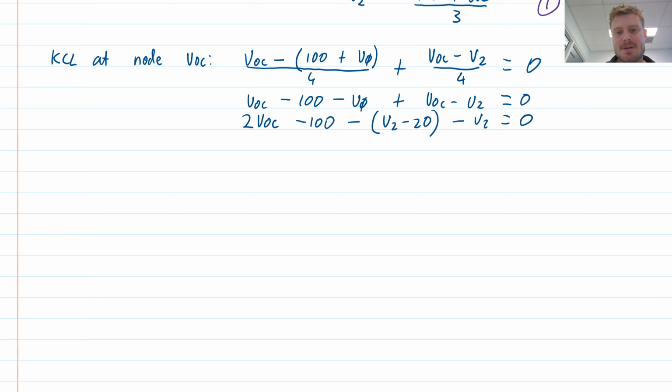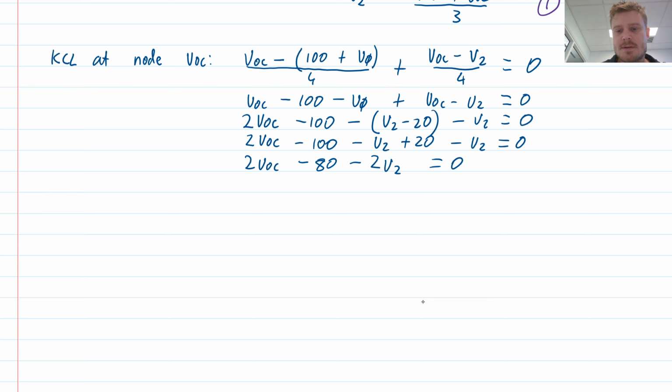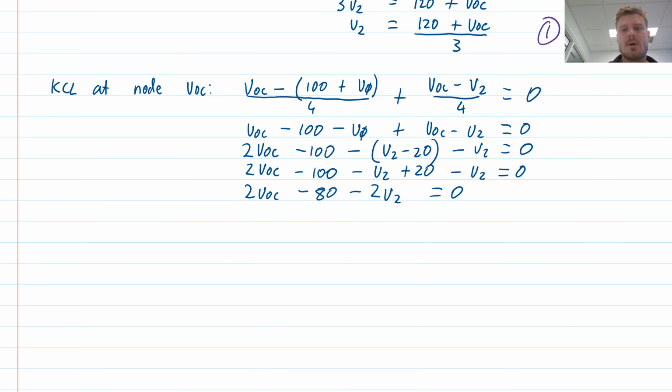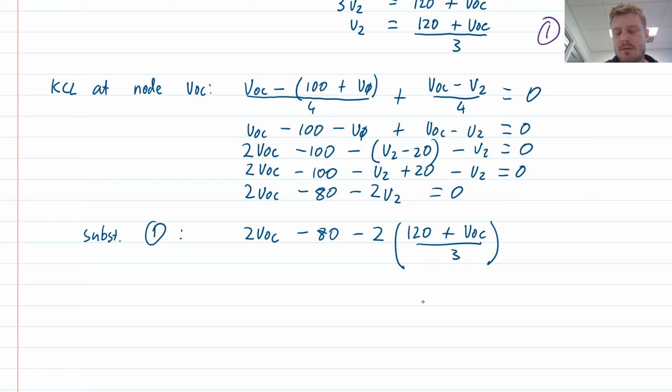We can further simplify this. So I'm going to expand these brackets and collect some like terms. So 2 VOC minus 100 minus V2 plus 20 minus V2, so just be careful of the negative signs there, and bring together my numbers and bring together my expression for V2s. So this gives me 2 VOC minus 80 minus 2 V2 is equal to 0. And now I can substitute my equation number 1. So substitute this one in for V2. So substitute equation 1. And here's what I will get. So that's 2 VOC minus 80 minus 2 times 120 plus VOC all divided by 3 is equal to 0.